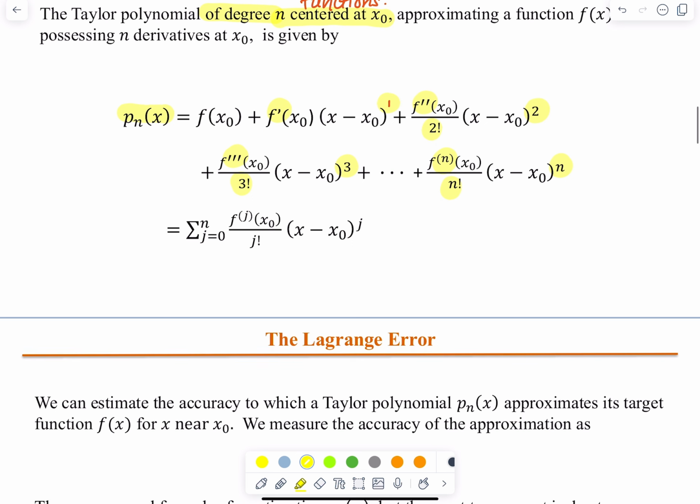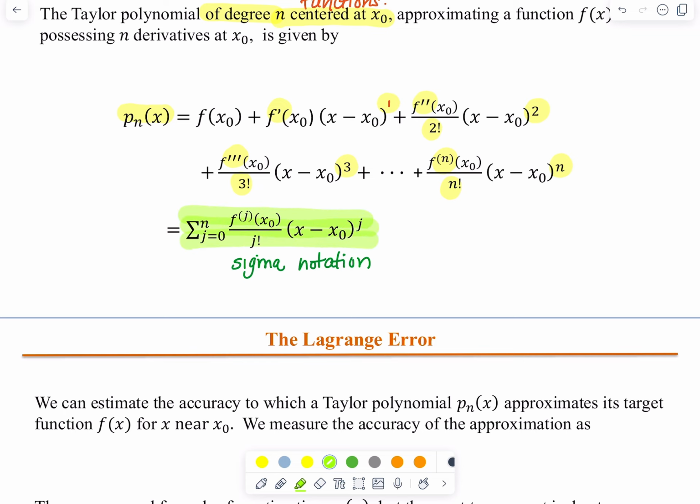Here we have a nice summarization with sigma notation. j begins at 0 and goes all the way to n, and we evaluate the jth derivative as j goes from 0 to n, and have the jth power on that x minus x naught term, and then we have j factorial in that denominator.